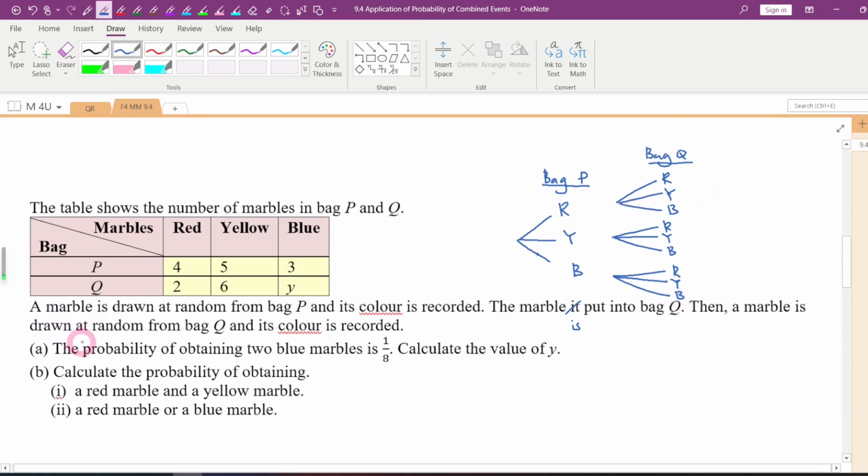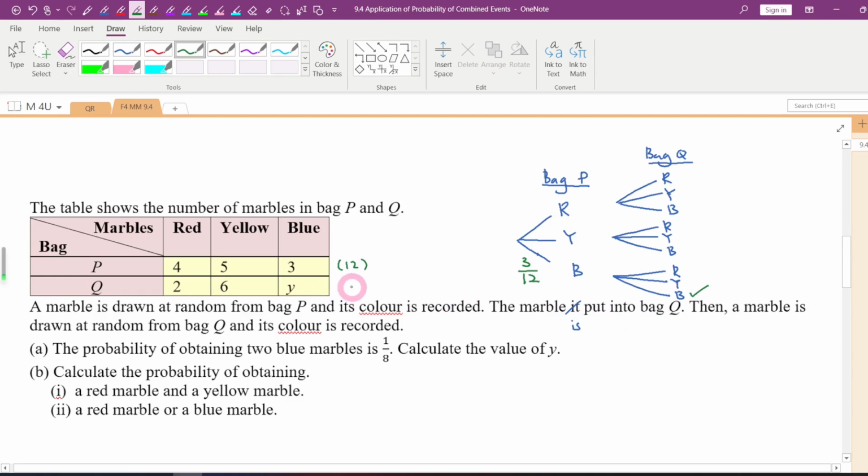Okay, so for part A, the probability of obtaining two blue marbles is 1 over 8. This means that 2 blue marbles will be this combination. So how do we get the probability of blue and blue? For bag P, in total how many marbles do we have here? 4 plus 5 is 9, plus 3 is 12. So in total we have 12 here. So this will be 3 over 12.